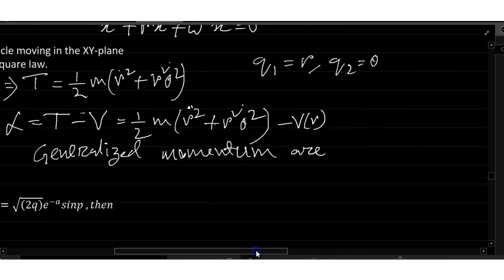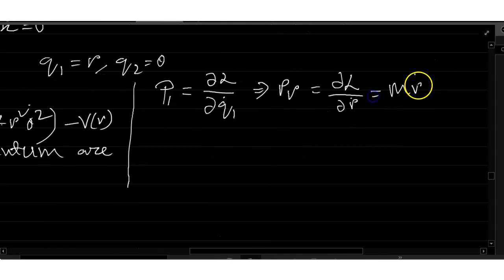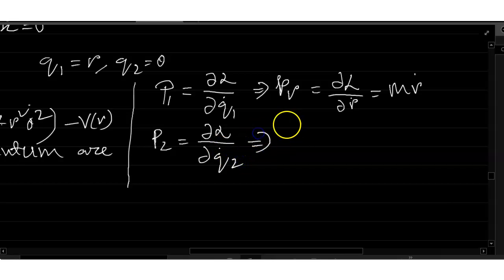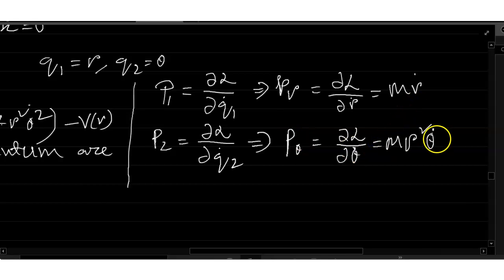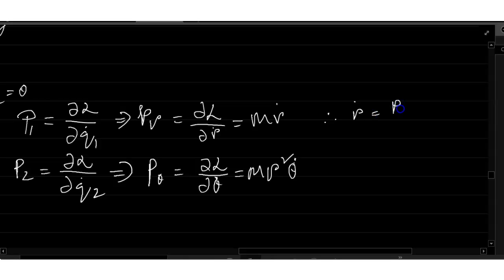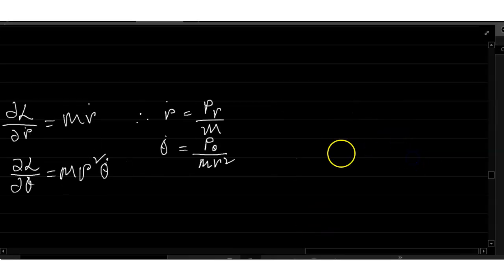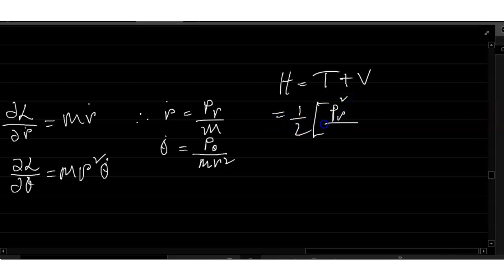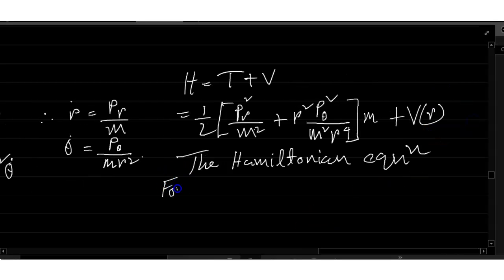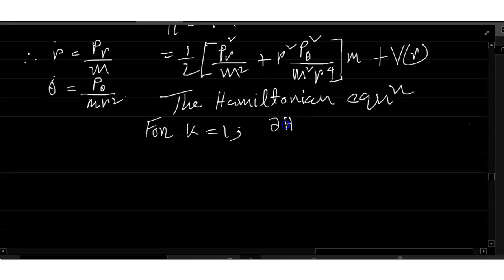Generalized momentum: p_r = ∂L/∂ṙ = m ṙ, and p_θ = ∂L/∂θ̇ = m r² θ̇. Therefore ṙ = p_r/m and θ̇ = p_θ/(m r²). The Hamiltonian is H = T + V, which equals p_r²/(2m) + p_θ²/(2 m r²) + V.